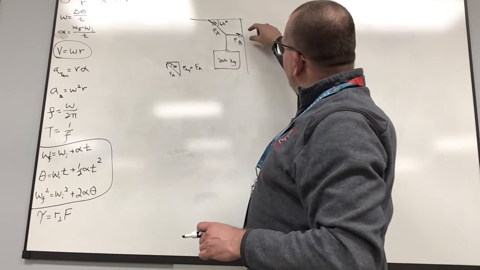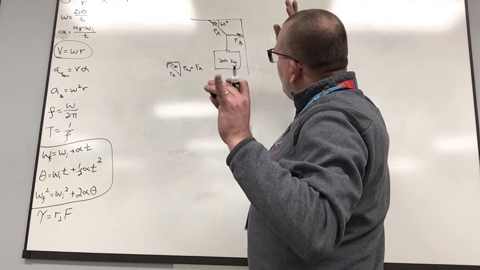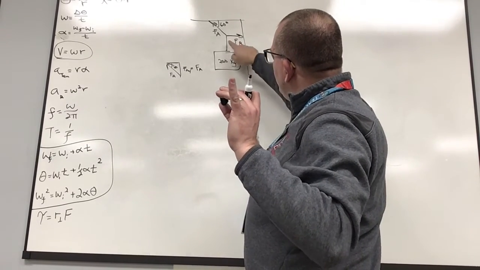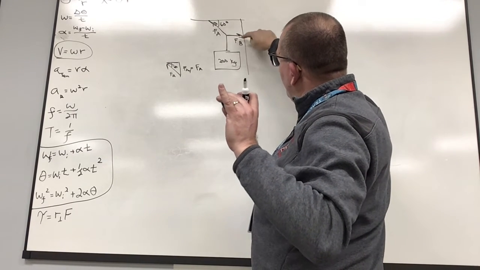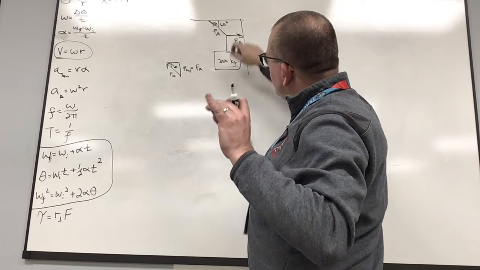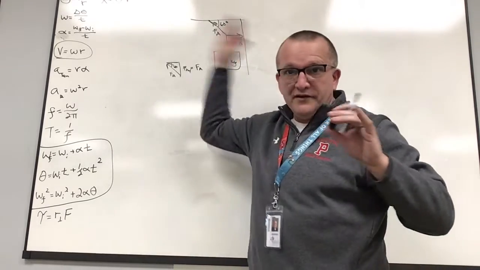So here we've got a chandelier. It's in equilibrium, so our x's and y's are all going to be equal. FB is totally on the x. This string is totally on the x. This string is totally on the y. FA is what we're trying to find here.